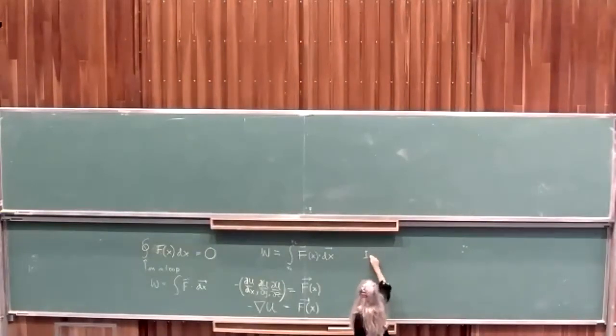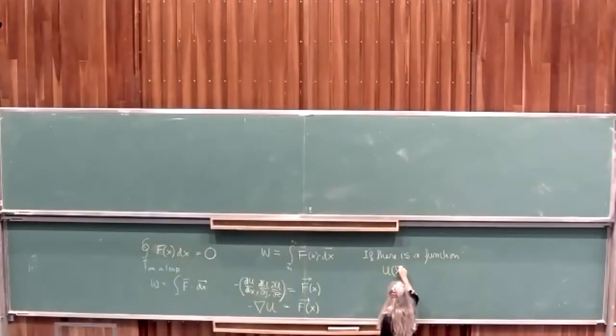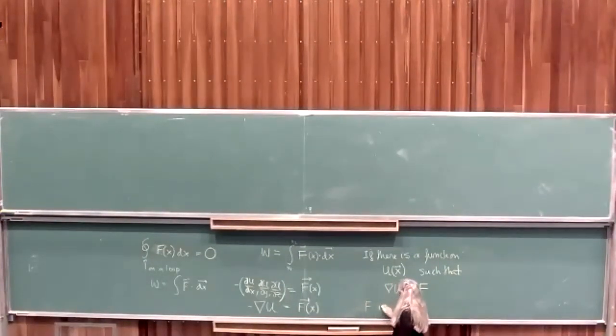So if there is a function U of x, now 3D, such that, and I'll just use the gradient symbol, F equals minus the gradient of U, then F of x is a conservative force.